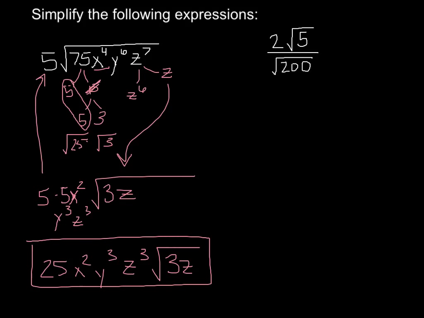Now looking at the next example, there's a few different ways we can do this. We can combine these two as one fraction just with the square roots, simplify that and move from there. Or you can simplify the 200 on the bottom and then move from there. And those are probably the two options I would take.